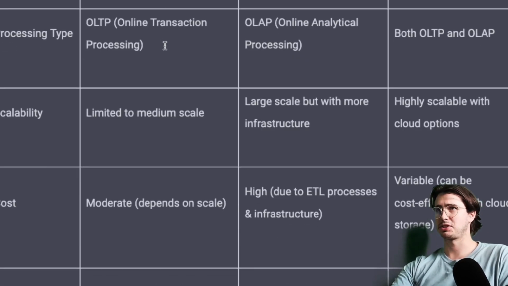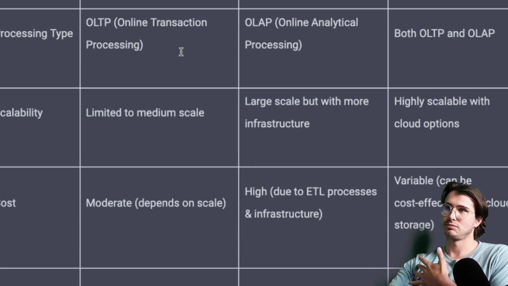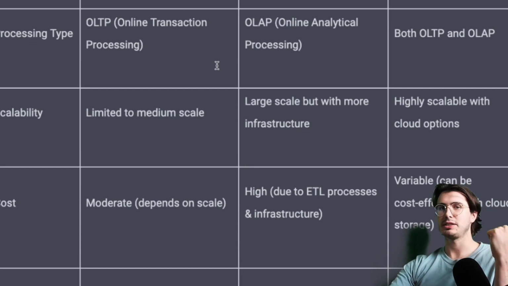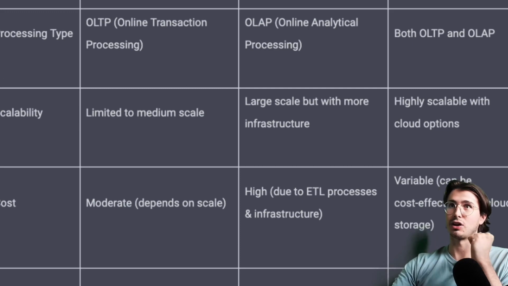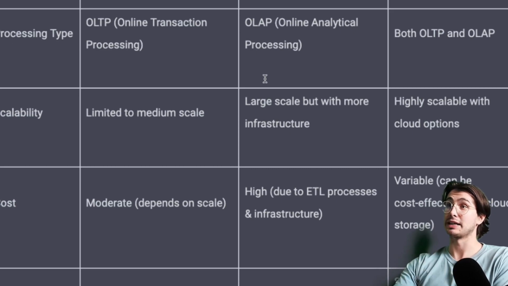And then for processing type, as I explained, databases are really good for OLTP, online transaction processing, anything that's constantly happening. Data warehouses are designed and optimized for OLAP, which is online analytical processing. And then data lake can do it all. It can do both OLTP and OLAP.